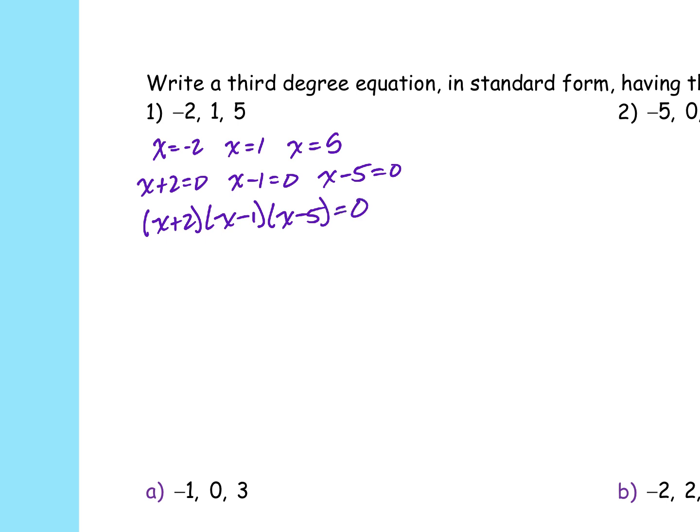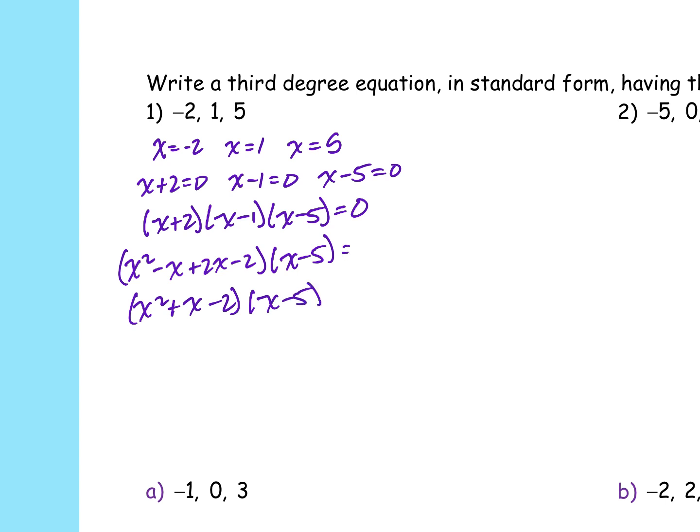Now, you have to multiply this in 2 different steps, right? I can't just multiply it in one step. So I'm just going to do 2 of them together. So I can multiply like the first 2 together where I would get x squared minus x plus 2x minus 2 times x minus 5. So that is x squared plus x minus 2 times x minus 5.